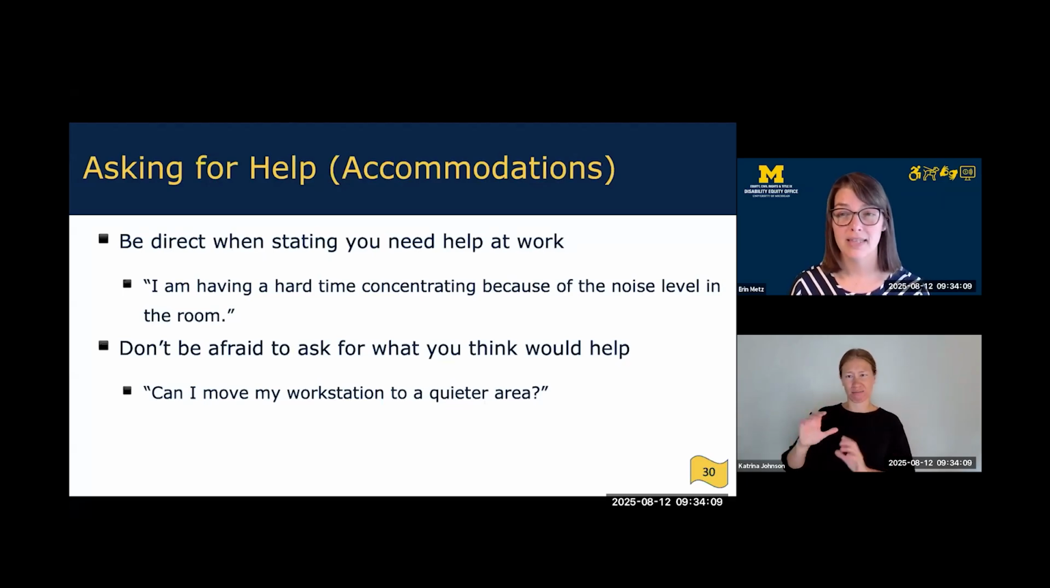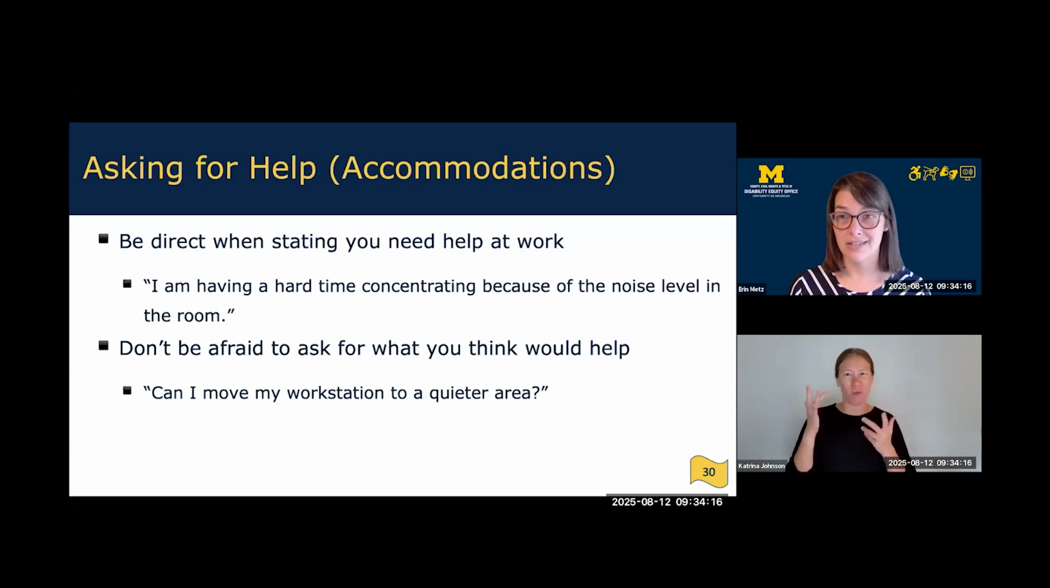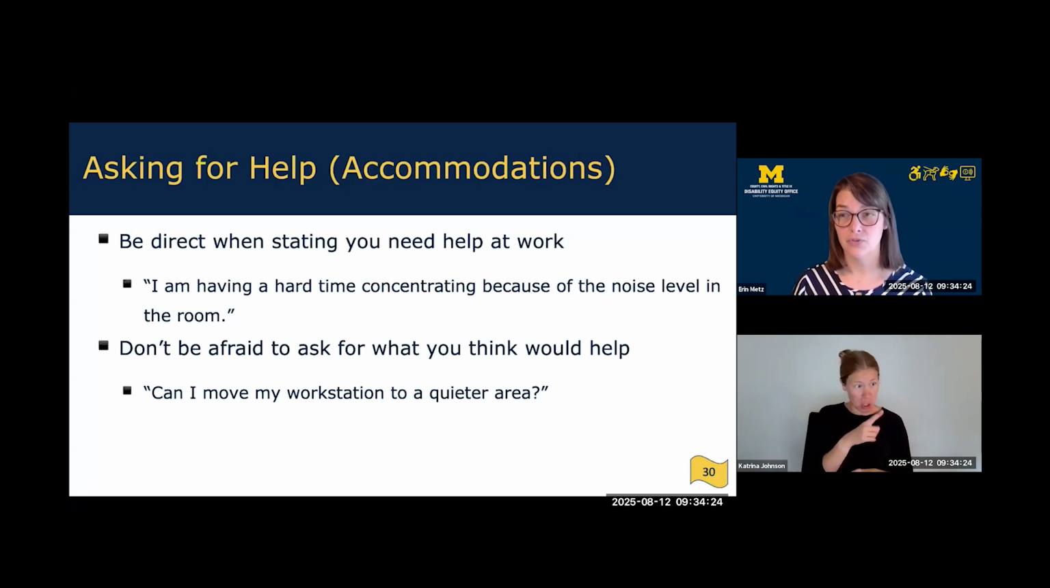For example, you might say, "I'm having difficulty concentrating due to the noise level in the room." Don't hesitate to state specifically what you think might be helpful, such as, "Can I move my workstation to a quieter area?" Even if the response to your initial request is no, perhaps because there may not be a space available, there still may be alternative solutions, like the use of noise reducing headphones or sound absorption panels.